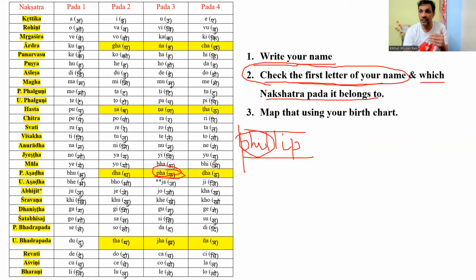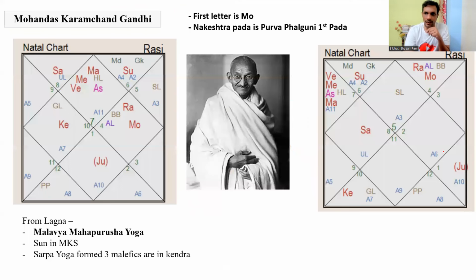Then the next step: you need to place that in your birth chart. I have a few example charts to show you how you can do that. Let's do the example chart. The first chart is of Mahatma Gandhi, and his name is Mohandas Karamchand Gandhi. The first letter is Mo, Ma. Mohandas, Mo.